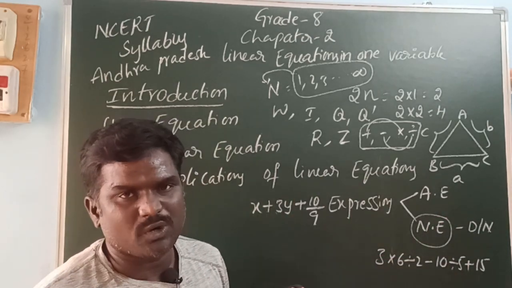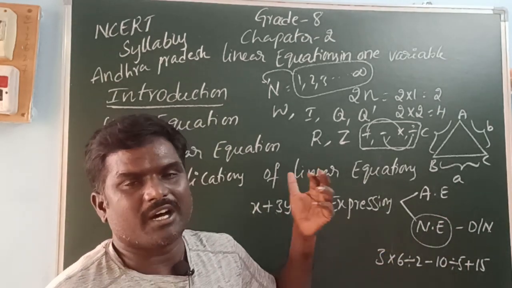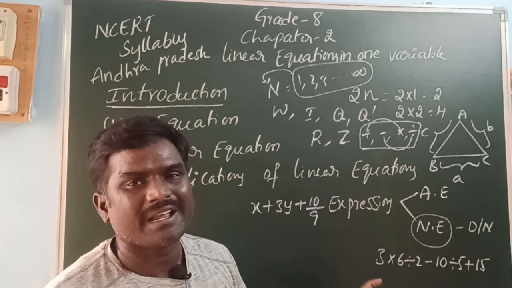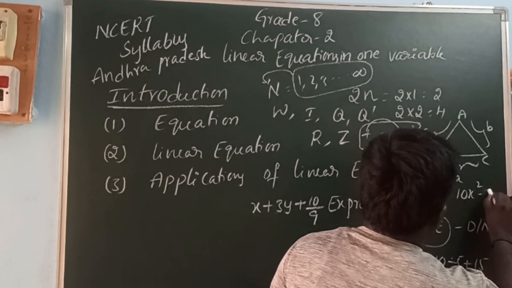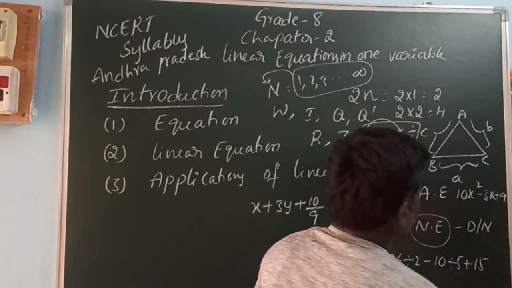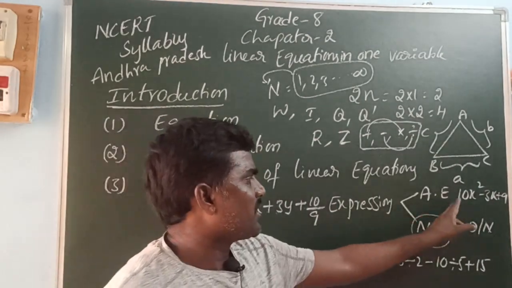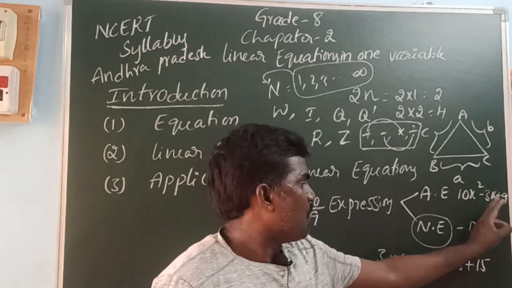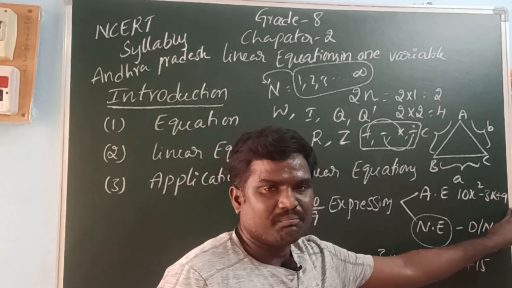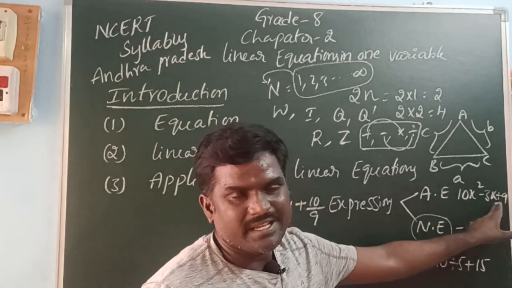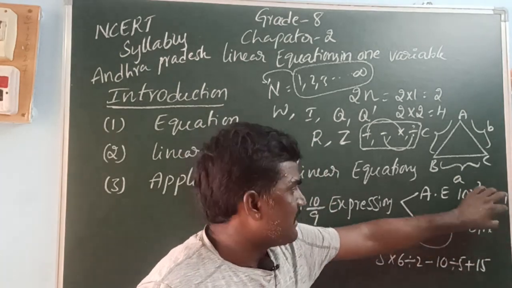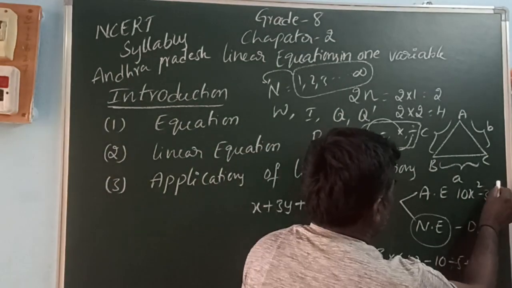Algebraic expression means what? Variables or constants or both with the combination of binary operations. For example here, 10x square minus 3x plus 9. Here, what is the variable? x. What are the constants? 10, 3, 9. Binary operations what here? Plus, minus, into, 3x is 3 into x. Okay, this is called algebraic expression.